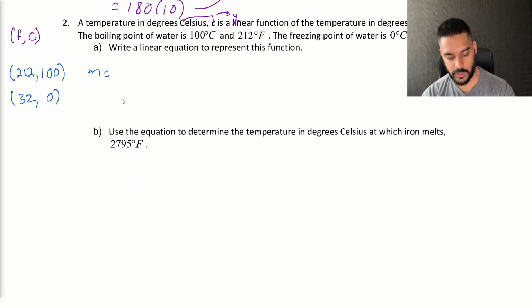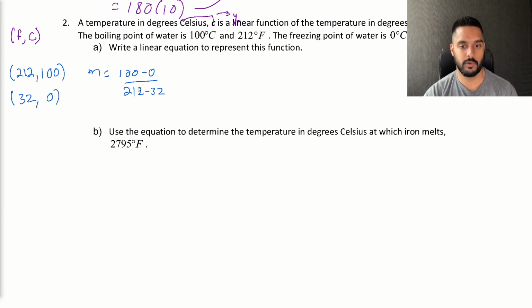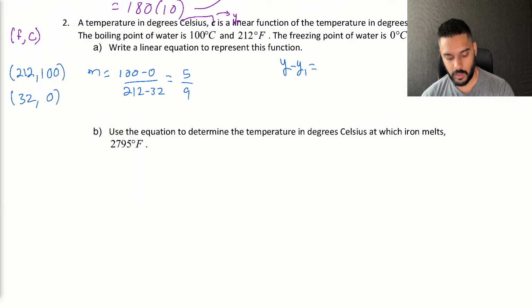So m equals, we'll do 100 minus 0 over 212 minus 32. It didn't matter which order I put them, the answer would still be the same regardless. So it simplifies and it works out to be 5 over 9 as the lowest terms fraction. So it'll be 100 over 180, which will reduce to 5 over 9. So we'll do this in slope point form again. Again, purely by choice. So y minus y1.